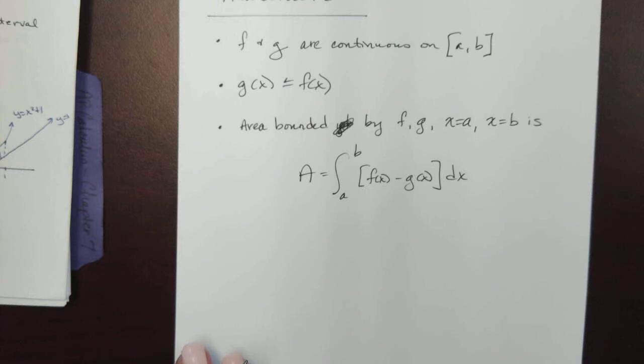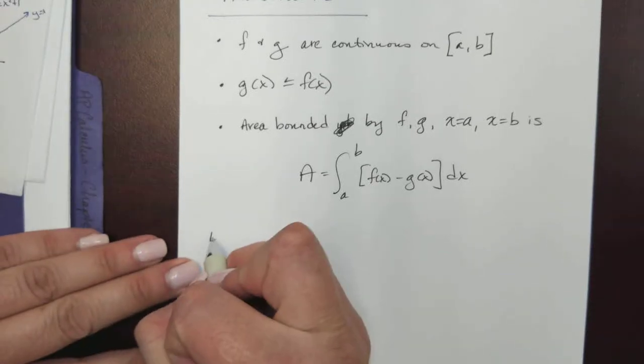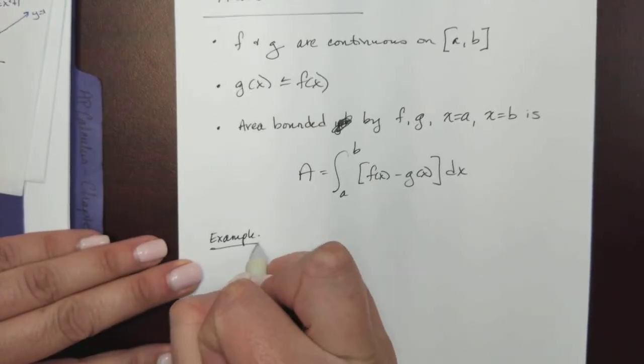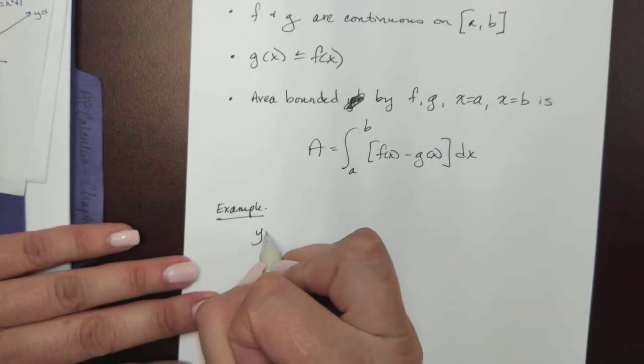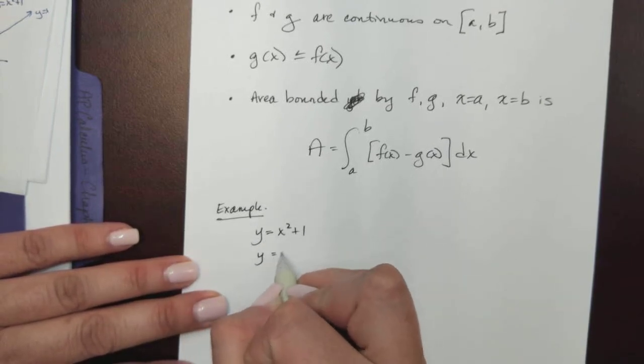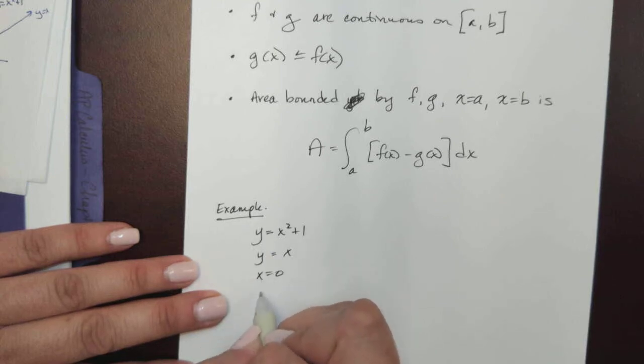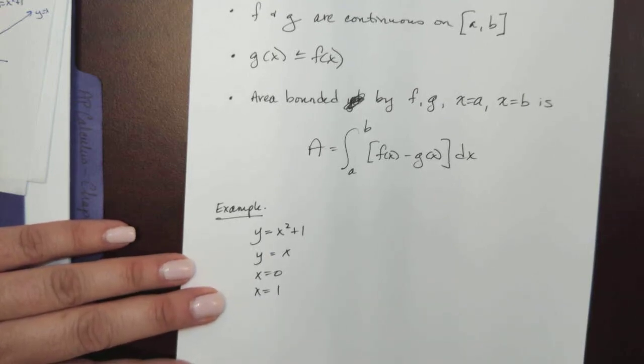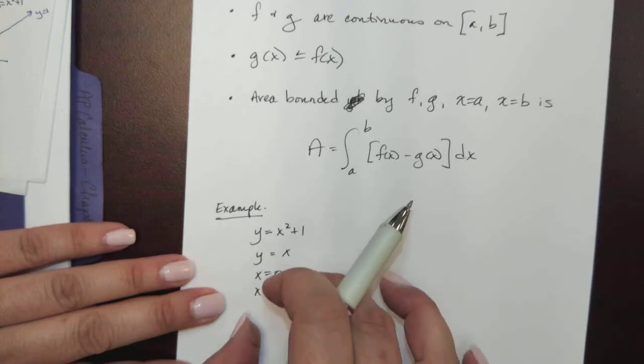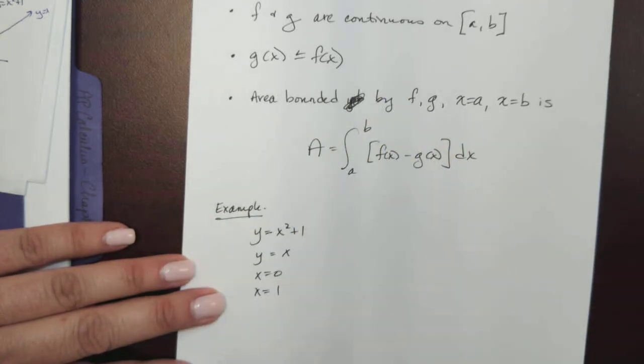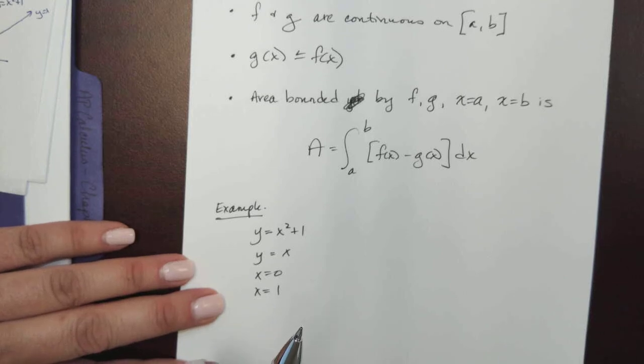Let's do an example. We're just going to do a bunch of examples in here. And the first one's not in the book. We are given y equals x squared plus 1 and y equals x, and x equals 0, x equals 1. So I'm basically finding the area enclosed by this system of equations. We are going to become very good at graphing, because you need to graph in order to know which function is on top of which. Do they intersect? Because if they intersect, then we sometimes have to split it into two regions.